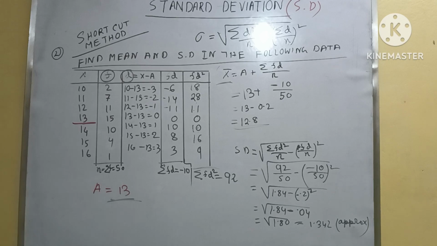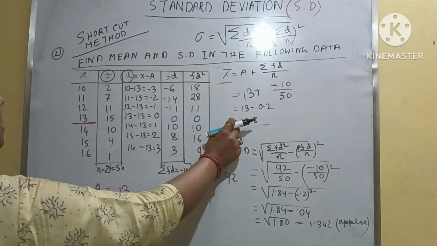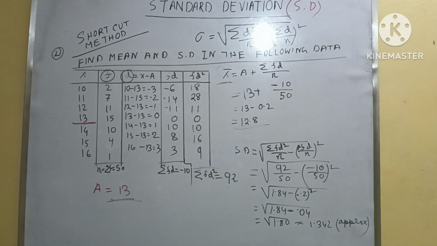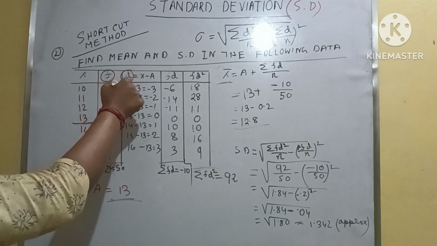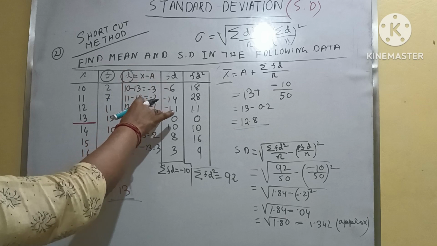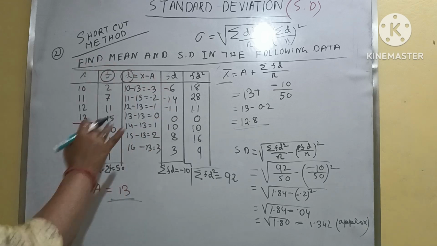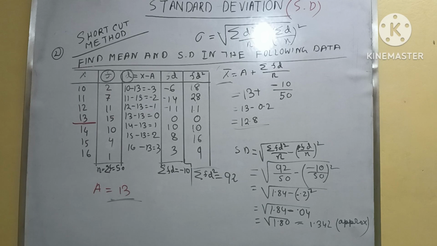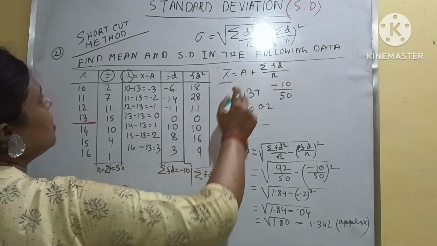Okay, so while doing this sum, you should try to take the number such that when you subtract, the minus numbers will be more. That means during calculation, these will be greater than the positive numbers. So the calculation becomes so easy. So this is the process by which we will understand how to calculate the mean value and the SD value.